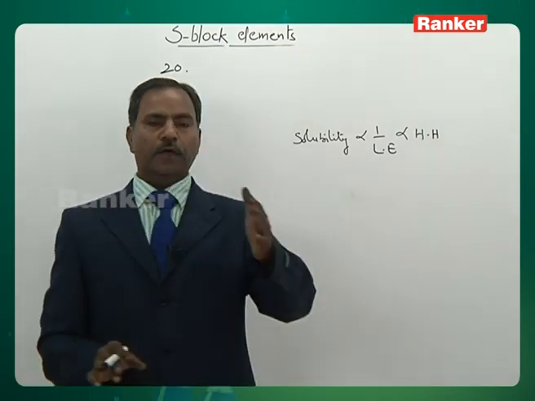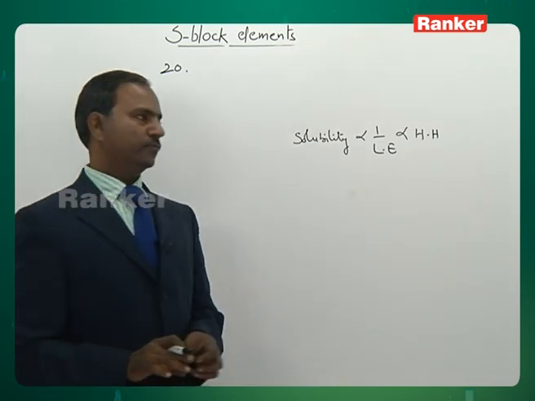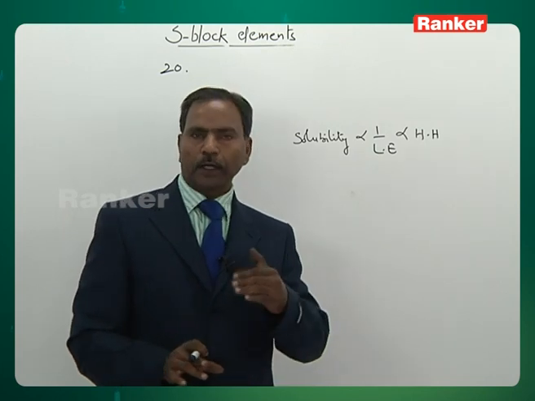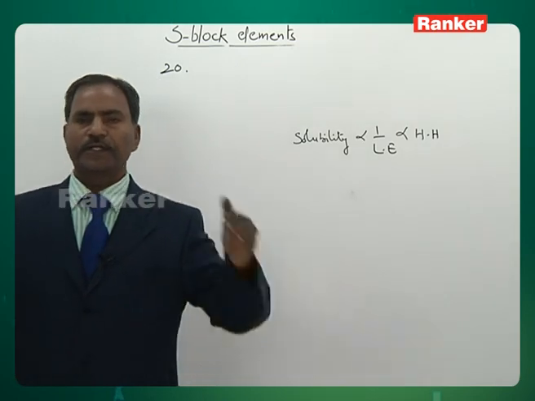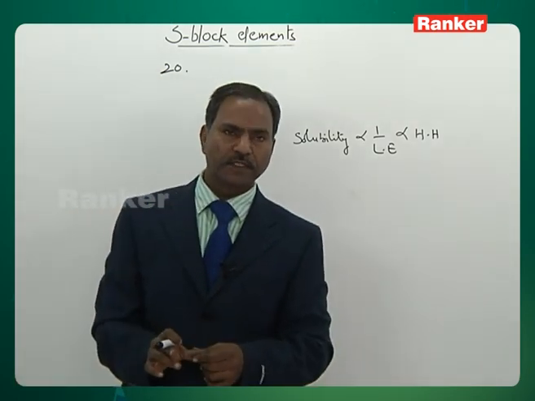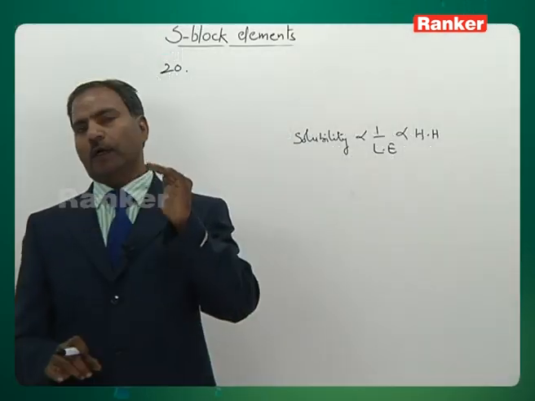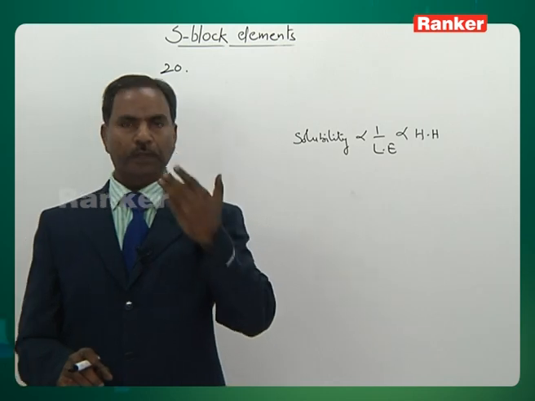Now, sodium sulfate is soluble in water, but barium sulfate is sparingly soluble. Sodium sulfate is soluble, which means its heat of hydration is more in comparison to barium, because Ba2+ is very big in size. Its heat of hydration is less in comparison to Na+. So what are the options given? The hydration energy of sodium sulfate is more than its lattice energy, while the lattice energy of barium sulfate is more than the hydration energy. It means the heat of hydration of Na+ is more than that of Ba2+.